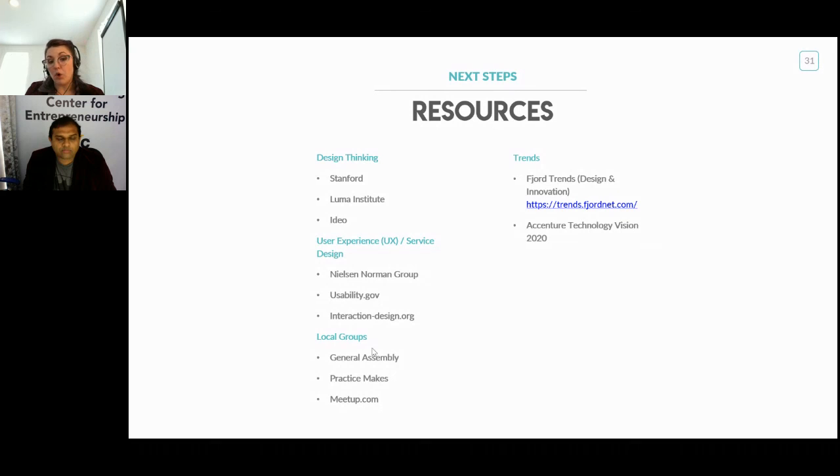If you want to dig in more locally and meet with people who do this type of thing, or want to find people that are also passionate about this area, General Assembly does a lot of classes and meetups. Obviously, right now, more virtual than in person, but they are still doing some things. Meetup.com, you can find some things there. And then you can also check out some of the latest trends from Accenture through Fjord Trends, which is our design and innovation focused trends, and then our Accenture Technology Vision that we put out every year talks about the latest and greatest and where technology is going.